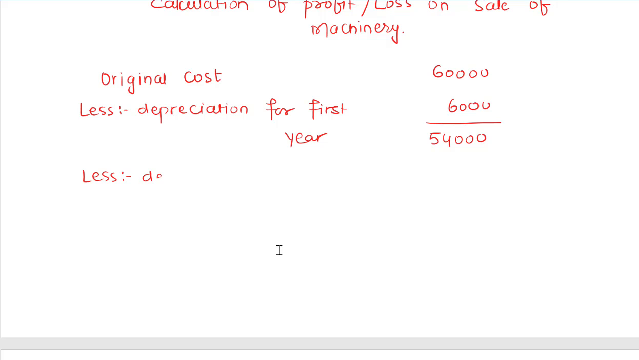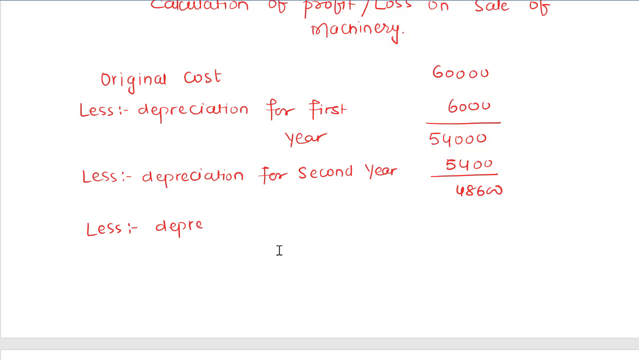Again we need to calculate depreciation for second year. Less depreciation for second year, 5,400. It is 48,600 till over here. For the third year, half a year, we need to calculate depreciation. So write less depreciation up to date of sale.